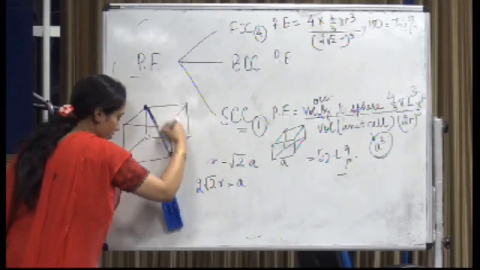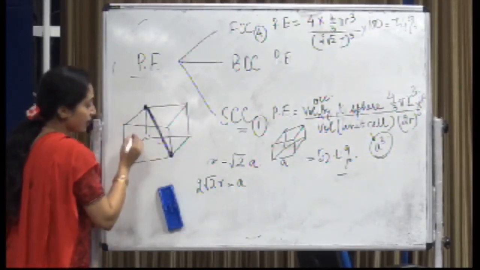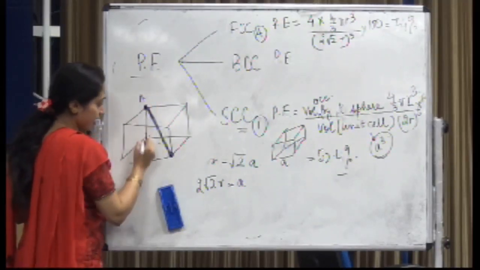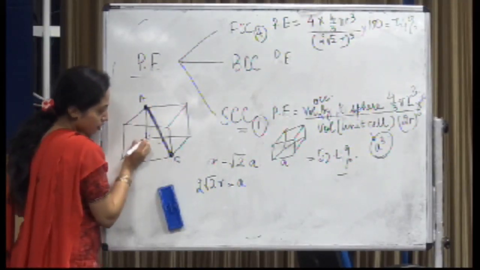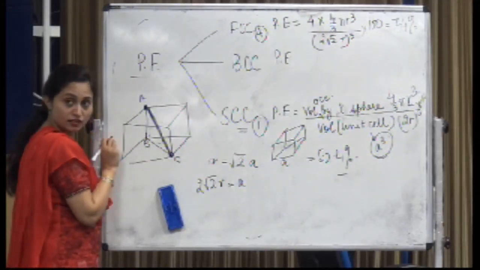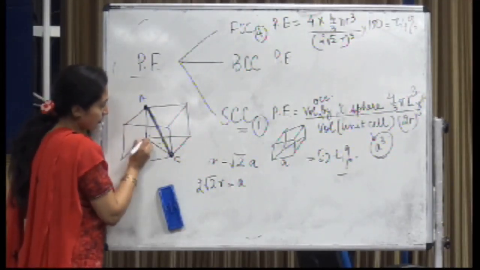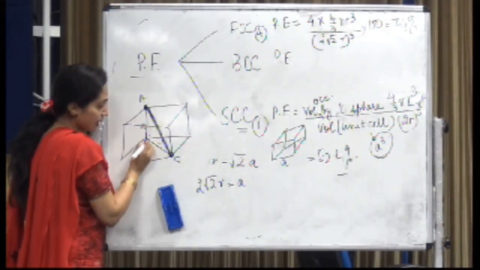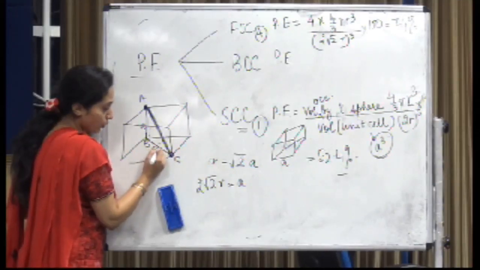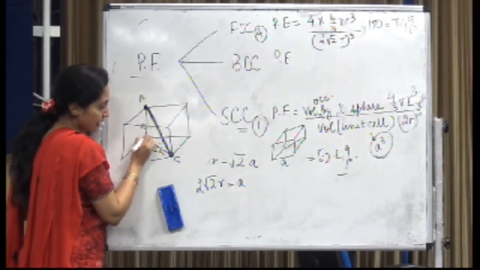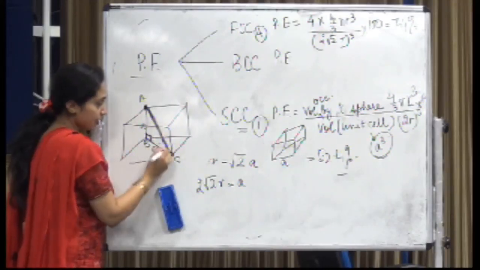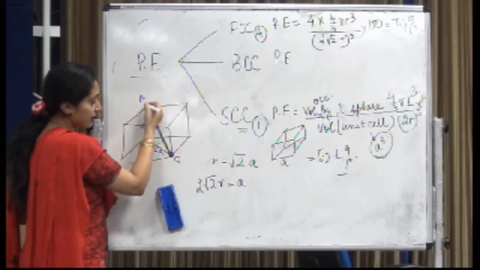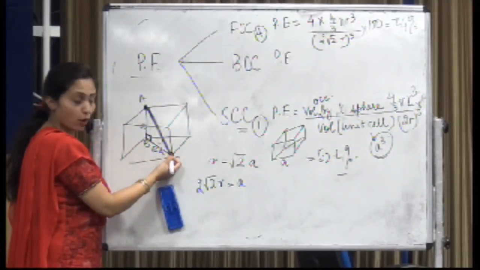I am just darkening it, and I know what kind of right angle triangle I can form. Look at this edge AB and C. So this is my face diagonal BC. BC is a face diagonal. This is my edge of the unit cell, so this will be my A. This will be my root 2A, and this again is 90 degrees. So this is again a right angle triangle. So using the Pythagoras theorem, I can easily find out AC, which is the body diagonal.